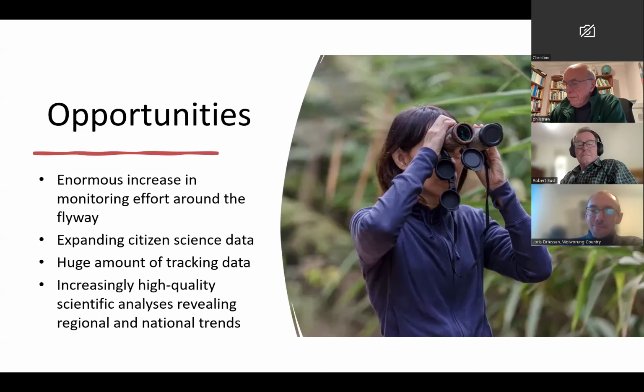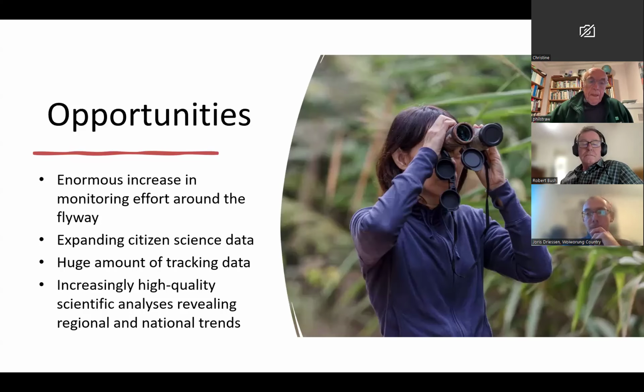There's, I think, a huge expansion of citizen science. There are many platforms for collecting, sharing, curating, and checking data and making data available to people all around the world. So there's a big increase in interest in citizen science and the technology that can support that. There's also a lot of tracking data. There are many, many studies fixing trackers to shorebirds and tracking their migration. So we increasingly know a lot about where shorebirds are going on their migrations.